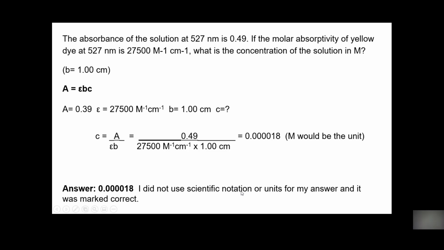Here's a different type of question. The absorbance of the solution at 527 nanometers is 0.49. The molar absorptivity of yellow dye at 527 is 27,500 per molar centimeter. You know what? I never paid attention to the units to say them. I always see them. What is the concentration of the solution in molarity? So we take the formula again, and we plot it for whatever is being asked for. So concentration is what's being asked for. So we isolate that, plug in all the numbers.